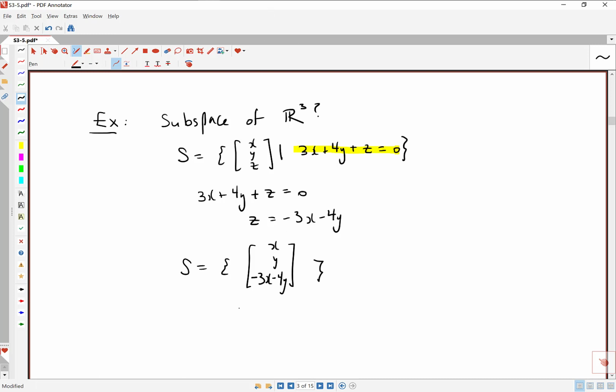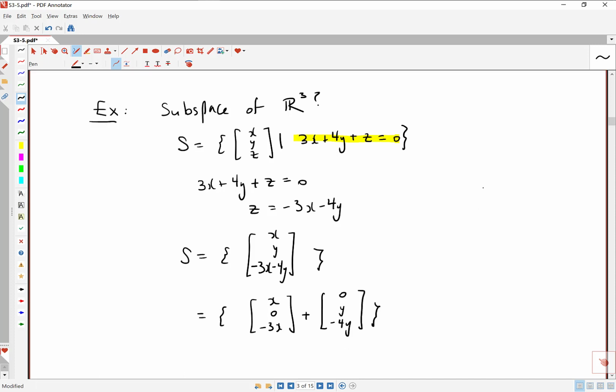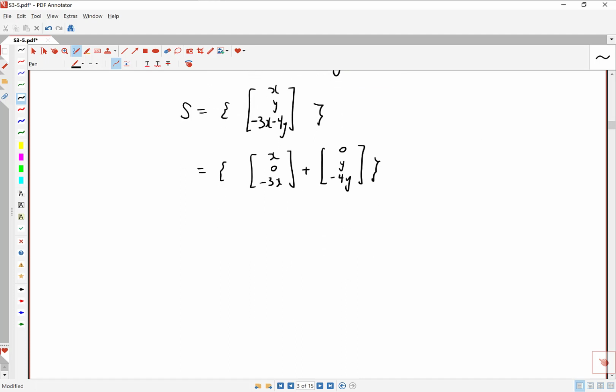So let's rewrite this a little bit. Let's say that's the same thing as the vector x, 0, negative 3x plus the vector 0, y, negative 4y. So we're just rewriting that as a sum of things that involve x and things that involve y. And then we're going to be able to pull out our variables.